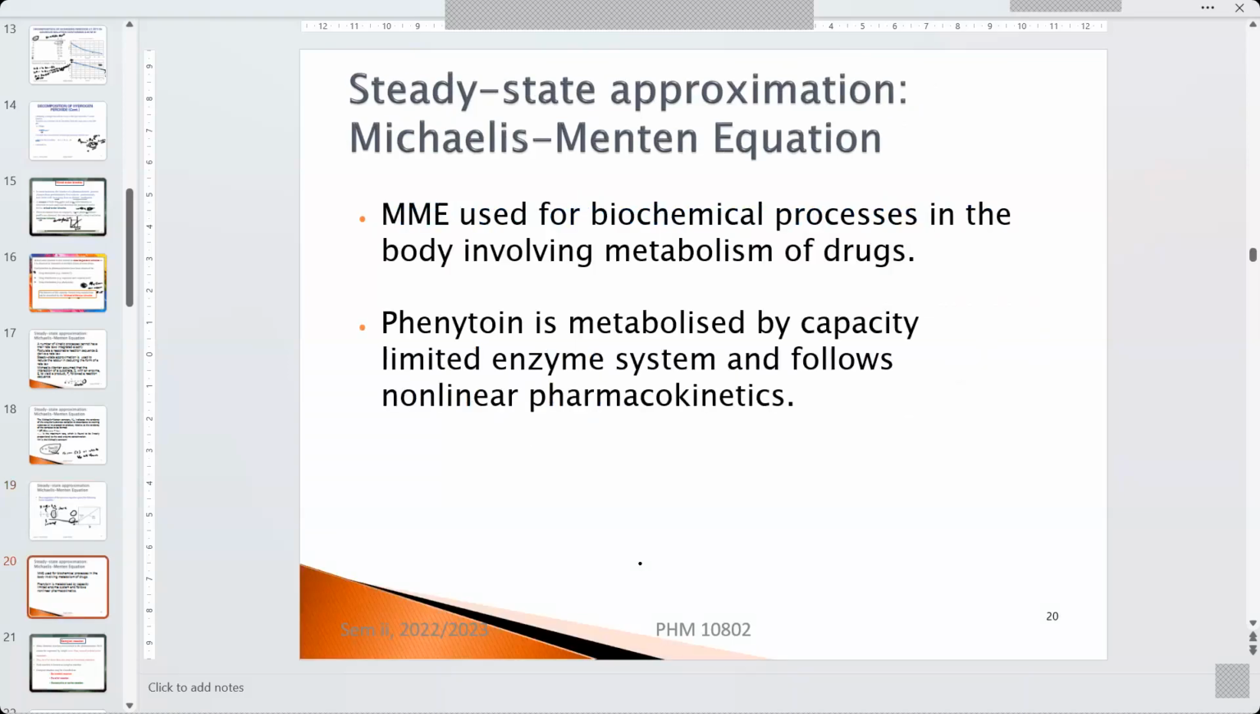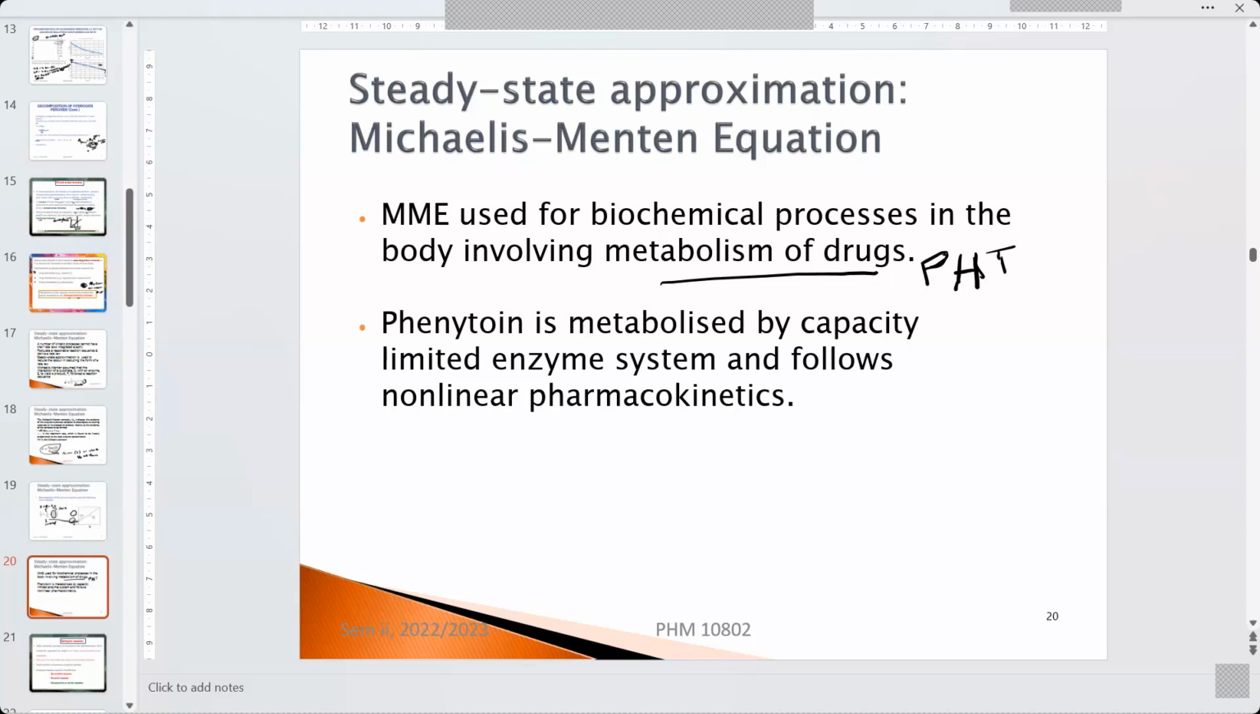Michaelis-Menten kinetics is used for biochemical processes in the body involving metabolism of drugs. So we will use this once we study pharmacokinetics. When we study the pharmacokinetics of a drug like phenytoin, then to estimate the change in concentration over time, we have to use Michaelis-Menten equations. We cannot use first order kinetics equations.